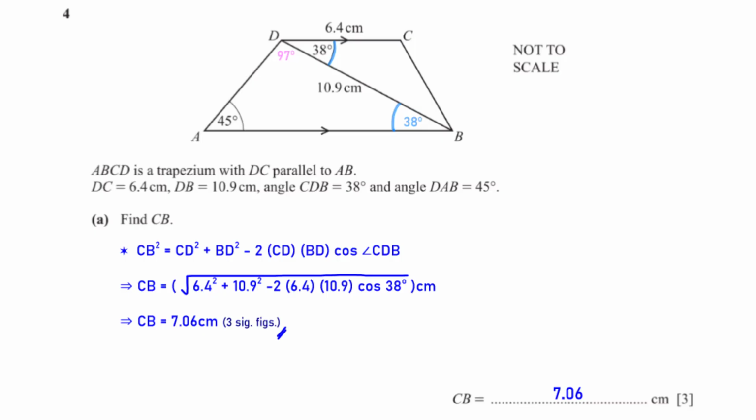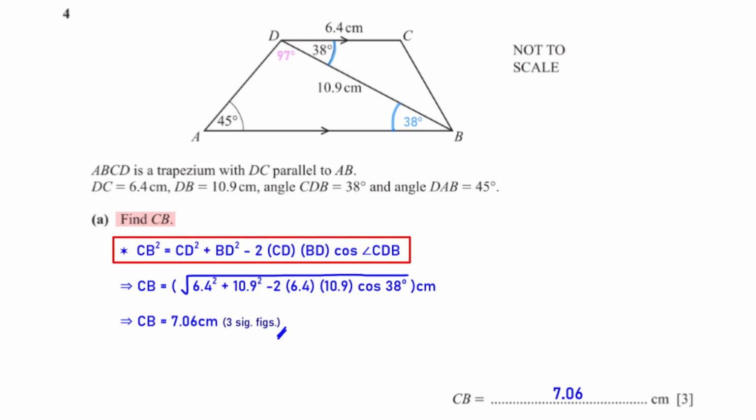ABCD is a trapezium with DC parallel to AB. DC is 6.4 centimeters, DB is 10.9 centimeters, angle CDB is 38 degrees, and angle DAB is 45 degrees. Find CB. To get CB, we apply the cosine rule to triangle BCD.